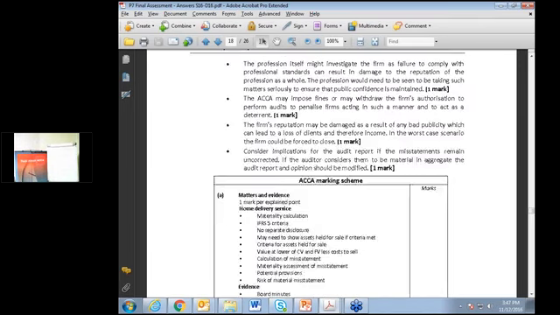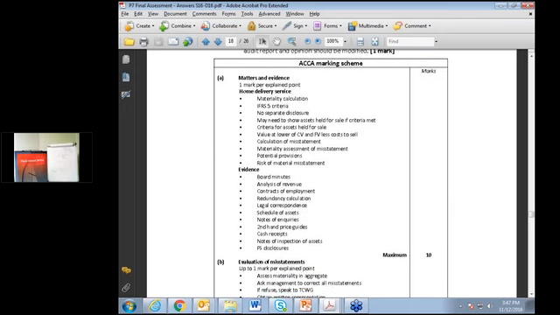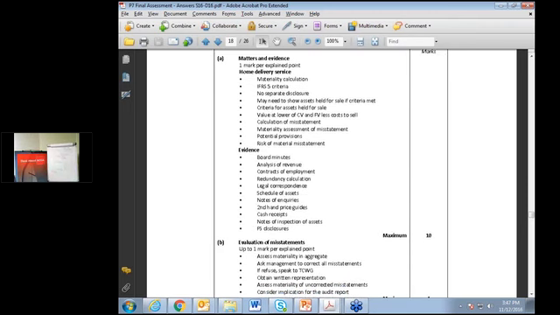Right? So you have the marking scheme here now, matters and evidence, 1 mark per explained point on the home delivery service, and evidences. So there's a long list of evidences.